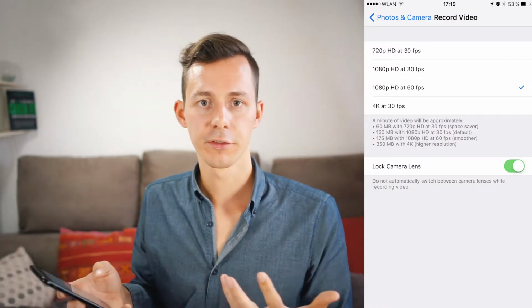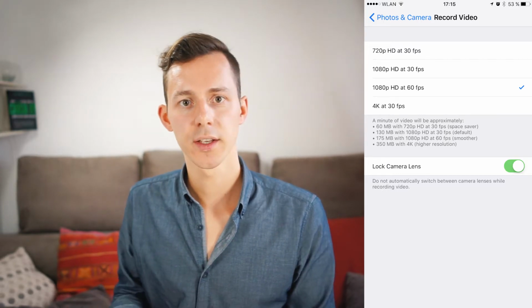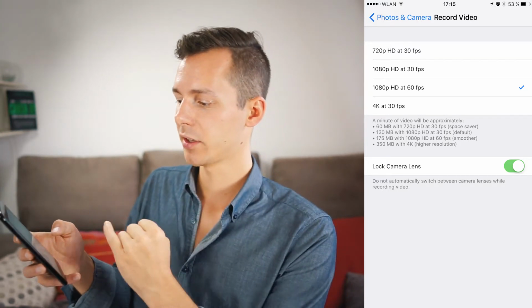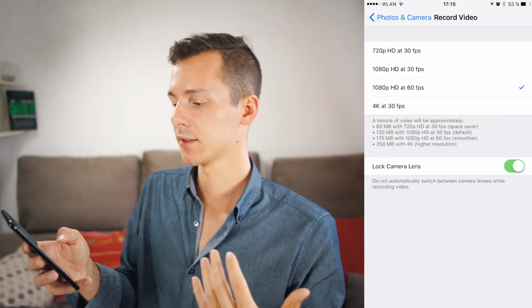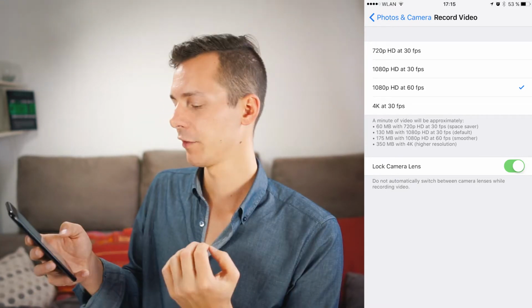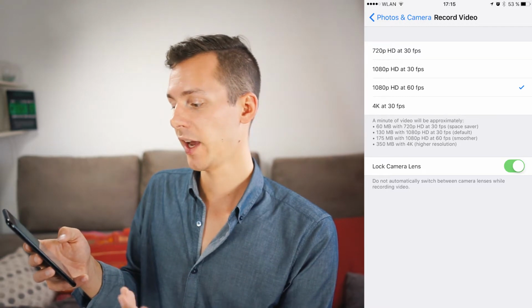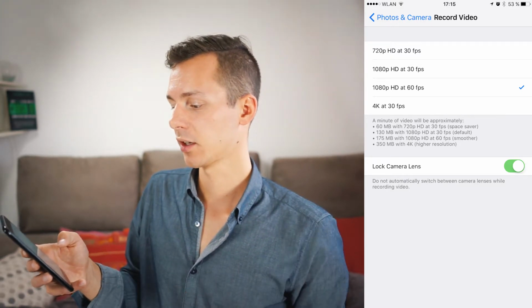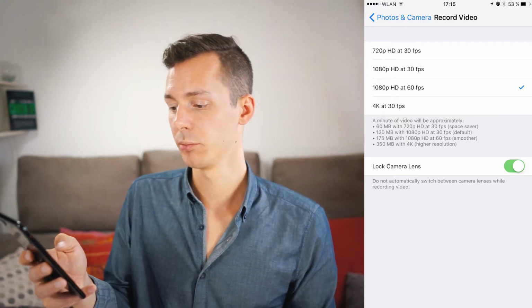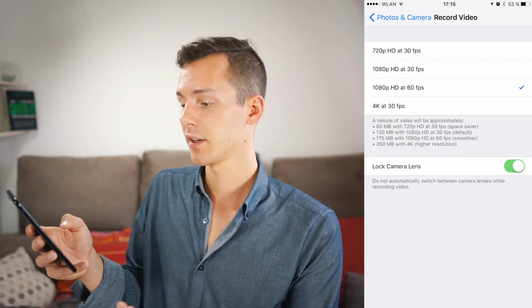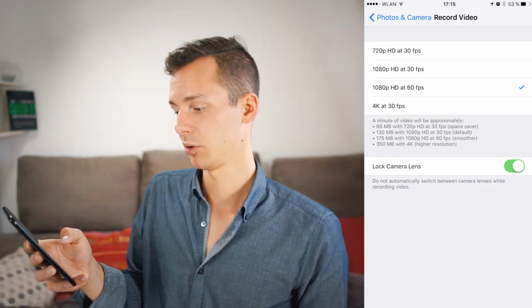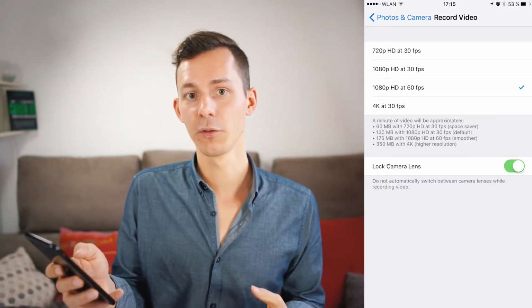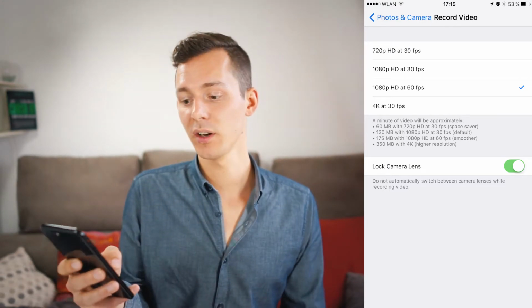So for example, looking into the settings of an iPhone, into the frame rate settings and also the quality settings, it actually says that 720p, so it's normal HD, in 30 frames per second is 60 megabytes per minute. If you're shooting full HD at 1080p with 30 frames per second, it is 130 megabytes per minute. And if you want to use 60 frames per second with full HD, it's 175 megabytes per minute. But if you're shooting 4K, it's 350 megabytes per minute.